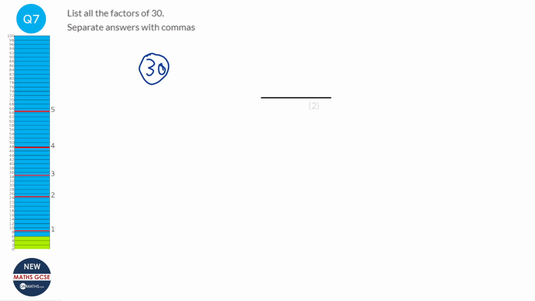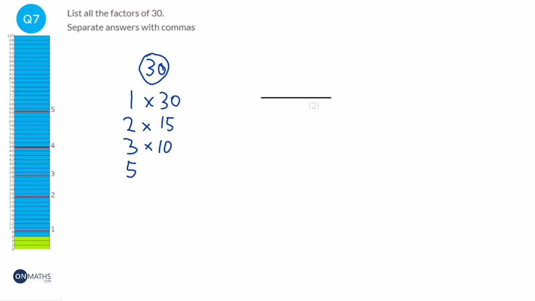To find the factors of 30, we're just going to write down all the factor pairs, or all the pairs of numbers that multiply together to make 30. So 1 times 30 is 30, 2 times 15, 3 times 10. Now 4 doesn't go because 30 is not in the 4 times table. 5 times 6, and we notice that if we pick 6, it's just going to be 6 times 5, the opposite. So the factors are all the numbers we've just written down, so it would be 1, 2, 3, 5, 6, 10, 15, and 30.